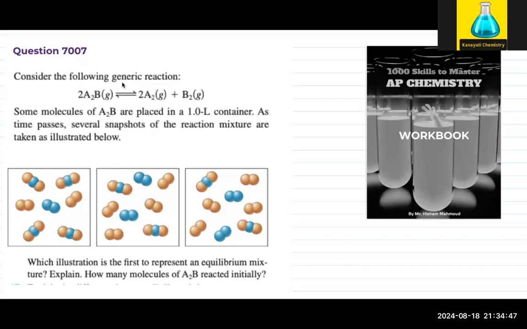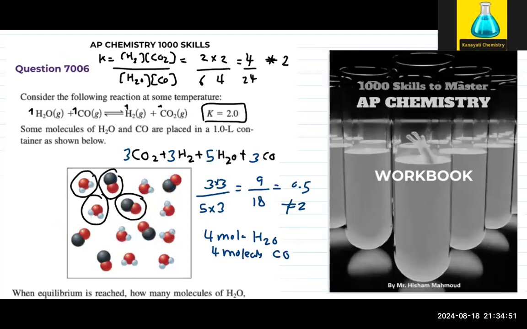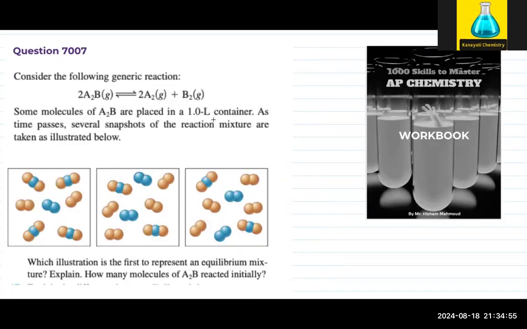Question: consider the following generic reaction. So I will try to consider this reaction, where 2 A2P gas, the gas is called A2P, it's made from 2 A's and 1 P, and 2 moles of it react to form 2 of the A2 and P2. Some molecules of A and P are placed in a 1-liter container.